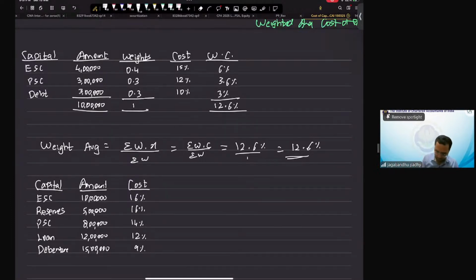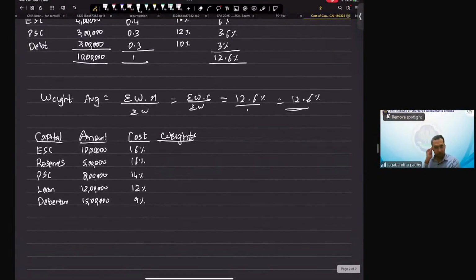First, you need to calculate the weights. Weights are simply like you have the amount and then total. So what's the total of amount? Total of the entire amount. It's like 10, 15 plus 15, 30. I think 50 lakhs. Right?